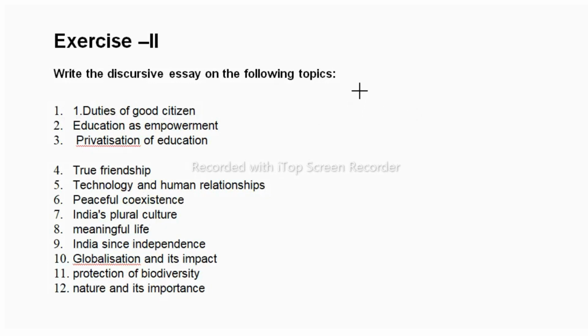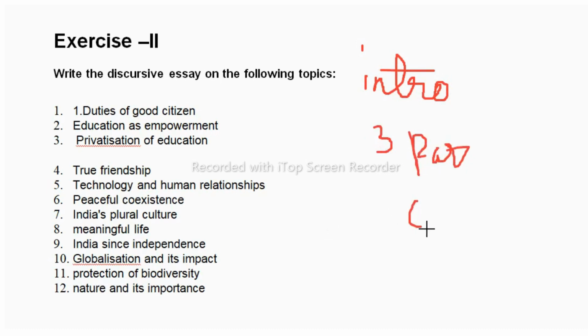So how do you have to start your essay? In the discursive essay, first you have to write your intro, which is 1 paragraph. You have to give an intro on the given topic. Then you have to write 3 paragraphs, which come under the body of the essay. Then you have to give the conclusion. Now let's start this, duties of a good citizen.